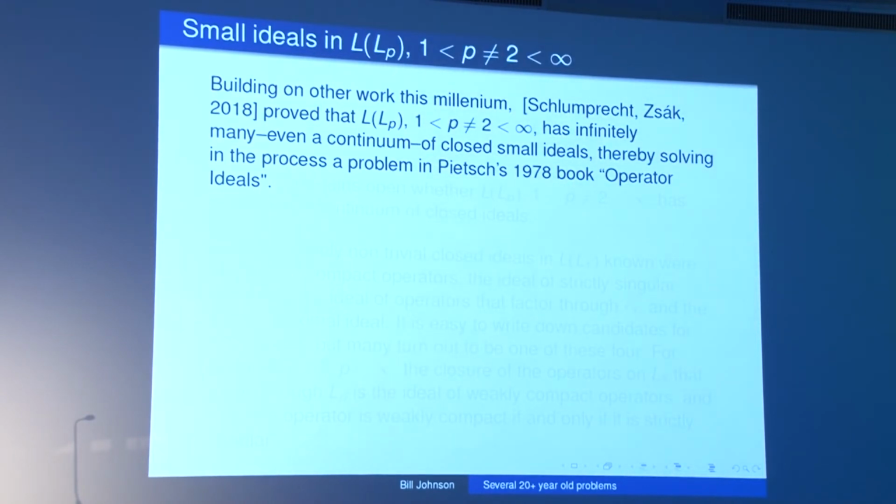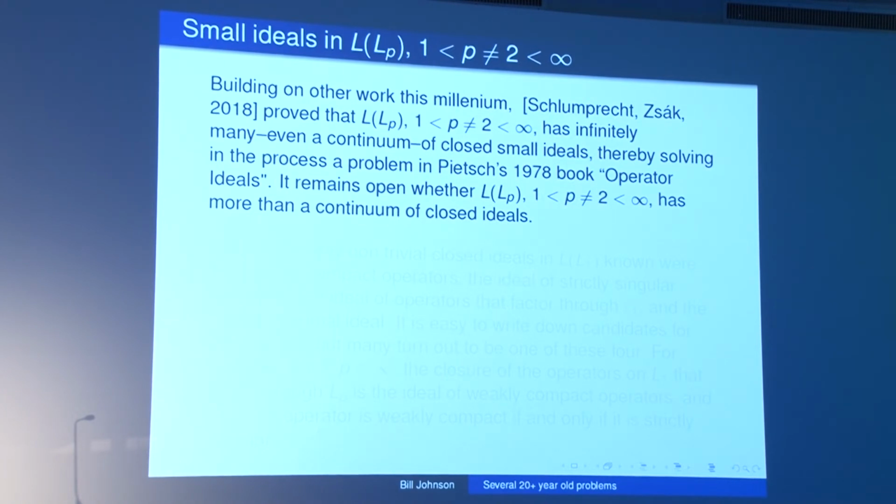What about small ideals? Well, this took longer, and as a result of intensive work during this millennium, Schlumprecht and Zsák eventually proved just this year that the bounded operators on LP in the reflexive range have infinitely many, a continuum in fact, of closed small ideals. And this was a problem raised by Pietsch in his 1978 book on operator ideals, whether there are infinitely many. How many there are is still open, whether there are more than a continuum. So, of course, LP is a separable space, so it only has up to isomorphism a continuum of closed subspaces. But we're talking about the Banach space L of LP, which is highly non-separable, so we really don't know what's going on there.